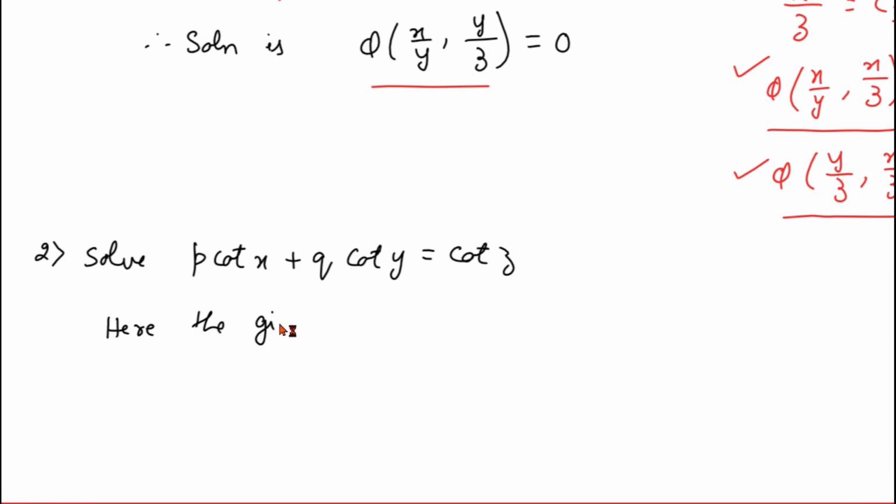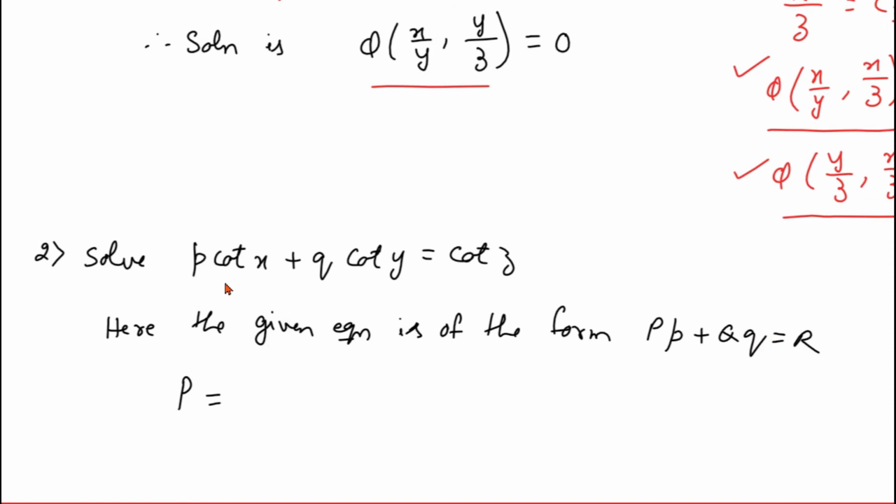So here the given equation is of the form Pp plus Qq is equals to R. So identify the value of capital P. What will be the value of capital P here? Capital P value will be cot of x. And what will be capital Q value? Capital Q value will be cot of y. And capital R value, so what is capital R value? Cot z. So you got the values of P, Q, R.